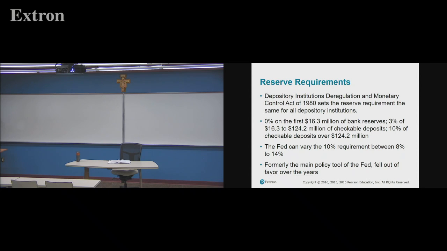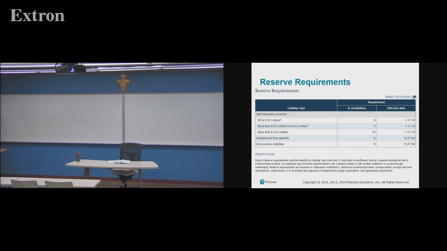And as we've seen with the growth in excess reserves since the financial crisis, sometimes banks don't want to lend out. So it's something that could happen. So open market operations is a better policy tool. And this is taken straight from the Fed website, showing the reserve requirements.